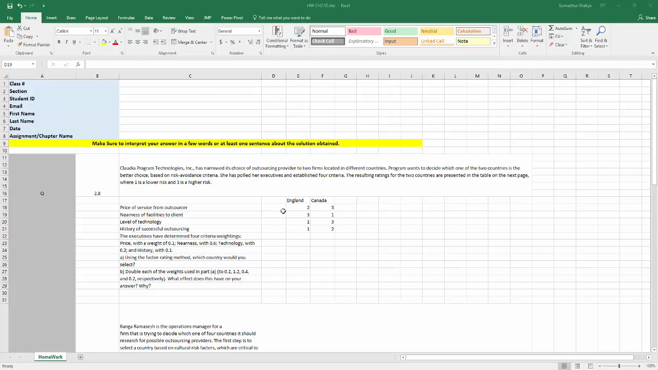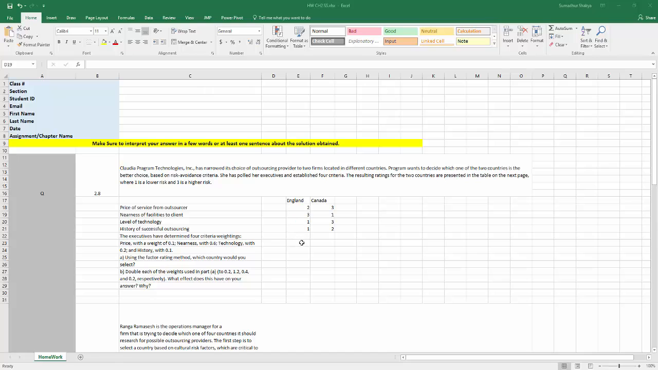For price, we are given the rating of 0.1. Nearness has a weighting of 0.6. Technology is 0.2. And history is 0.1. Now, what we need to do is find out which of the two choices in terms of England or Canada is best suited, and we need to make this judgment based on the given data and then draw our conclusions.